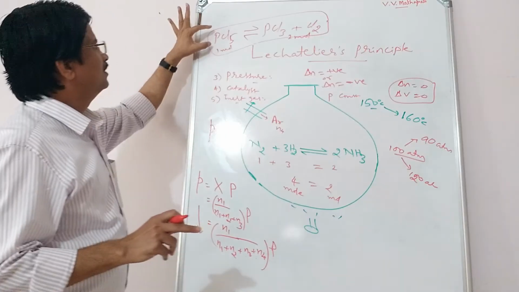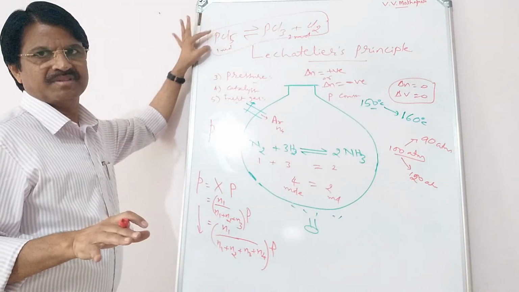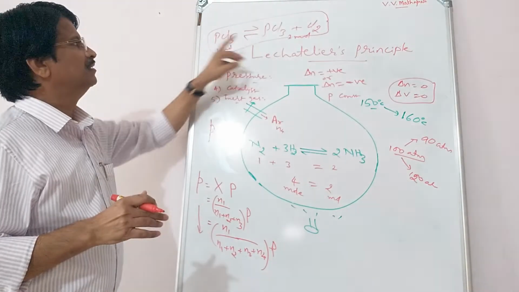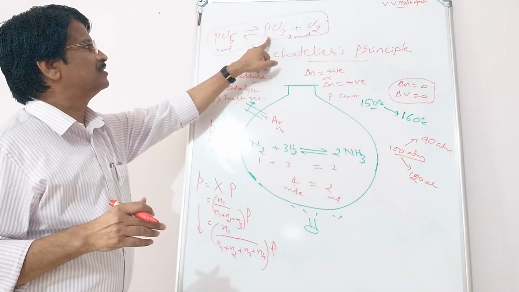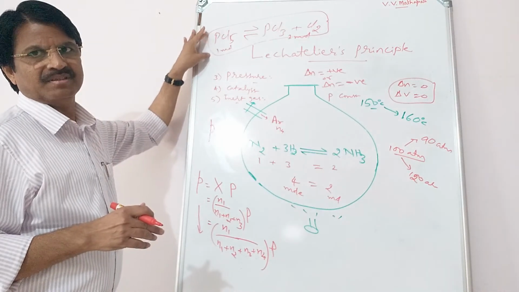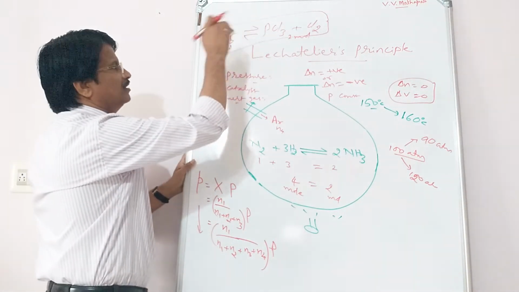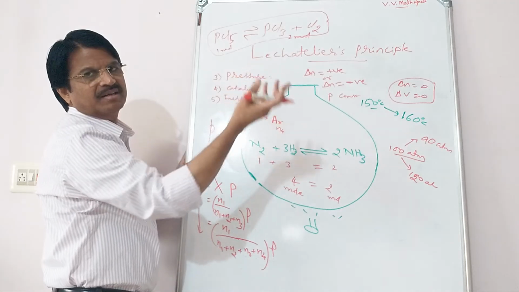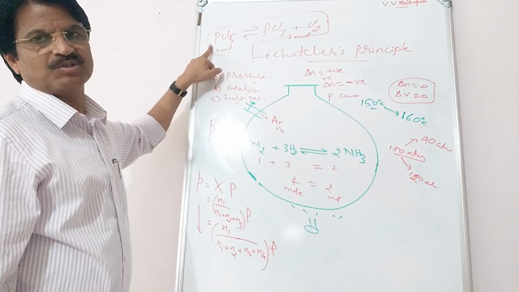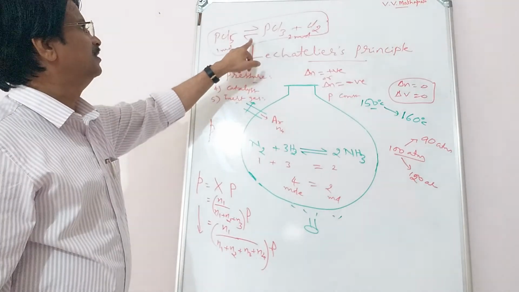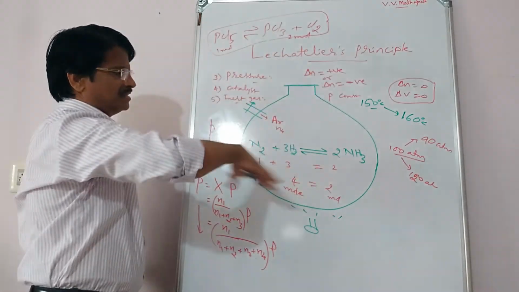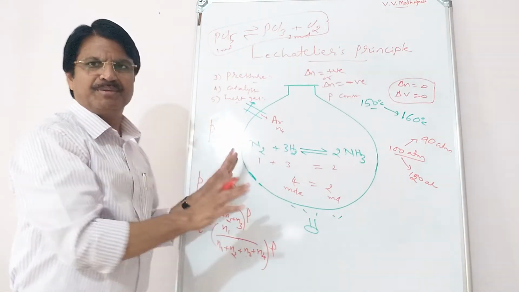First option, dissociation of PCl5 less. Second, dissociation of PCl5 more. Third, cannot be predicted, and last, none of these. So the answer is PCl5 dissociation more, because here the number of moles increases from left to right. So like this, you can apply the same concept to all equilibrium reactions.